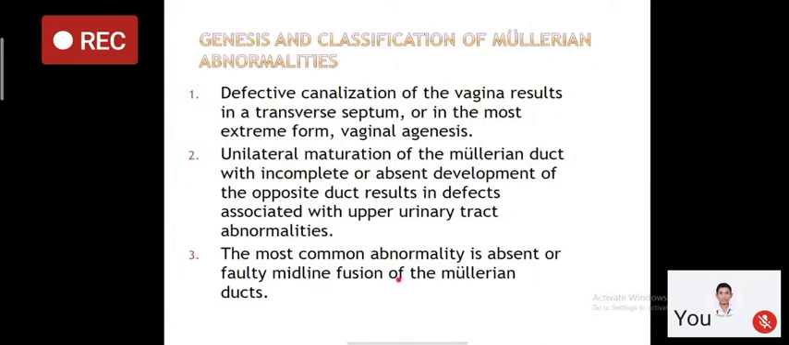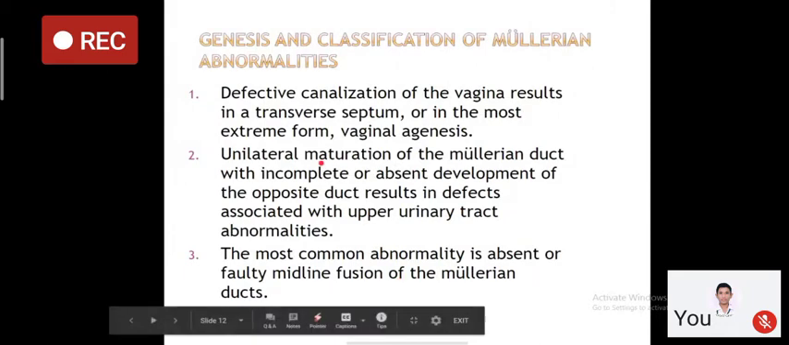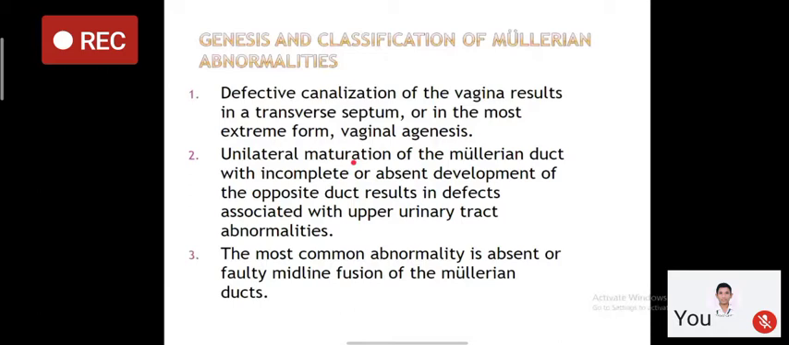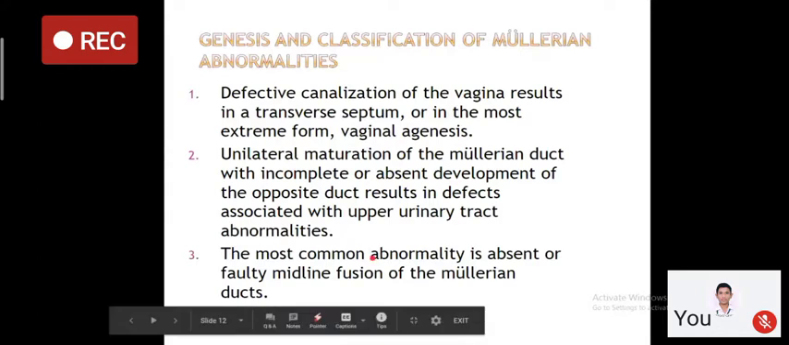Genesis and classification of Mullerian abnormalities. Defective canalization of the vagina results in a transverse septum, or in the most extreme form, vaginal agenesis. Unilateral maturation of the Mullerian duct with an incomplete or absent development of the opposite duct results in defects associated with upper urinary tract abnormalities also. Okay? The most common abnormality is absent or faulty midline fusion of the Mullerian duct that leads to the various types of abnormal uterine structures.